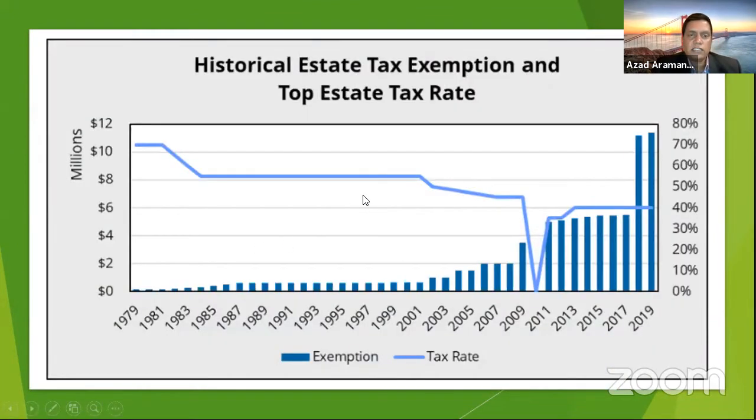Now these are the estate tax rates over a period of time, and historical estate tax exemption and top estate tax rate. You see that this line, that is the tax rate. And you may be wondering, why is it zero? Basically, for that one year they made it zero after the Great Recession of 2008 and all. And then it quickly came back up, 40%. Right now, the limit is about $11.5 million. That is per individual. Together, it's $23 million.